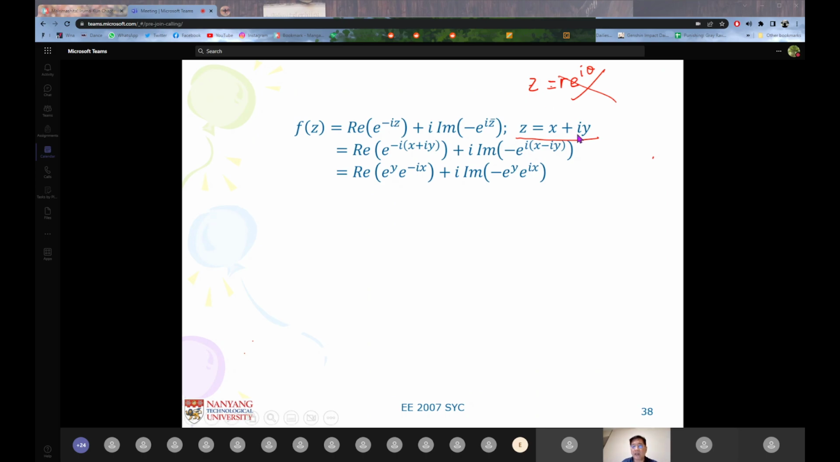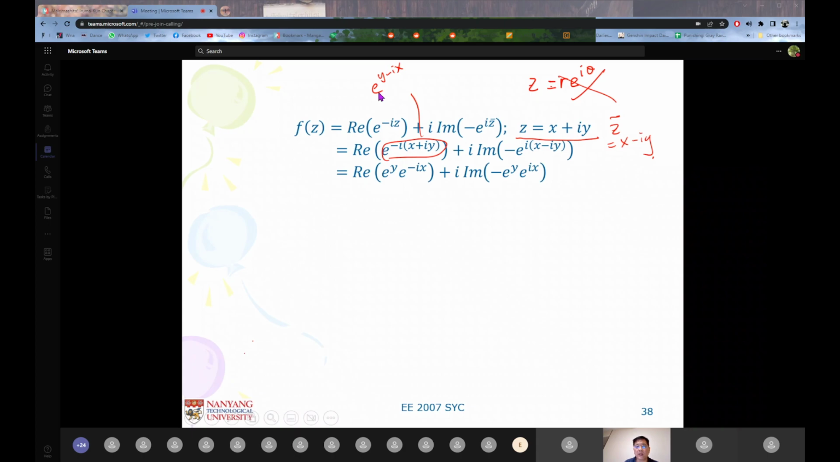So replace the z by x plus iy, replacing the z conjugate by x minus iy, right? Because with this z here, then z conjugate will be equal to x minus iy. Okay, then you decide what to do. Okay, let us look at this part here, right? E to the power ix minus i squared, so minus i squared becomes plus 1 y, right? So this whole term here will become e to the power of y minus ix.